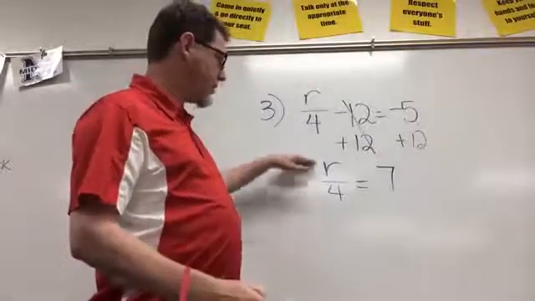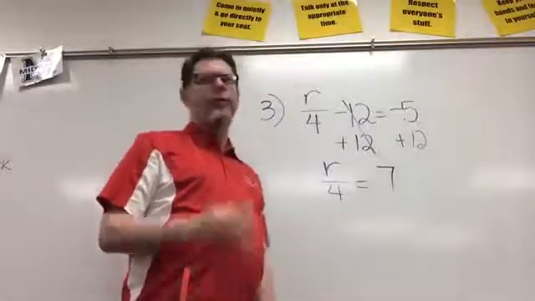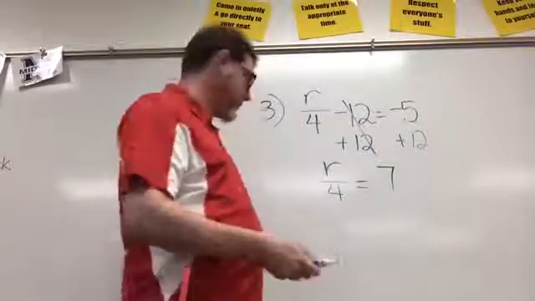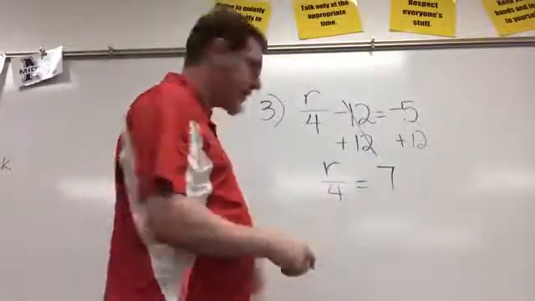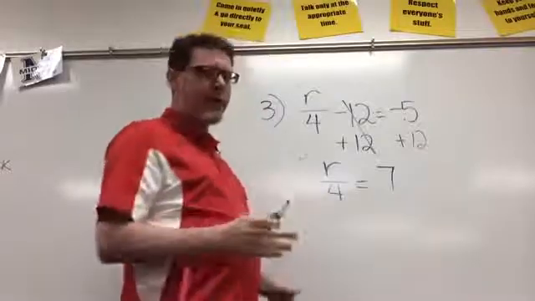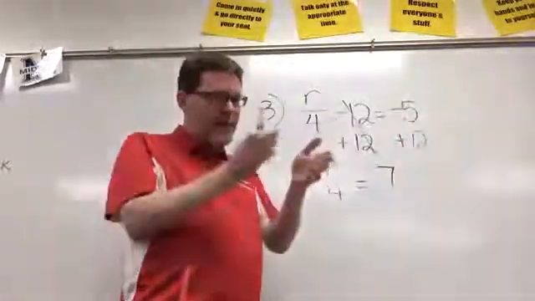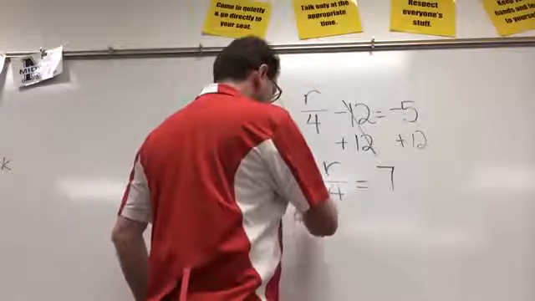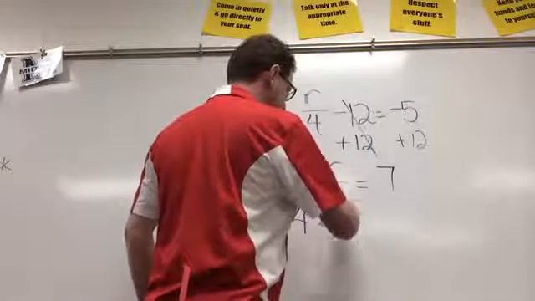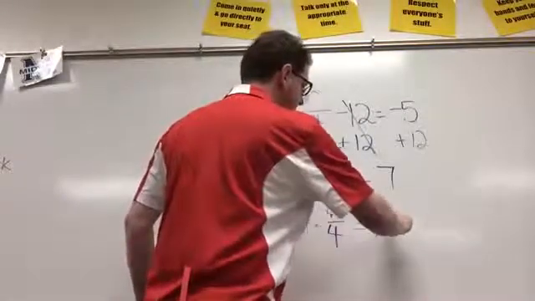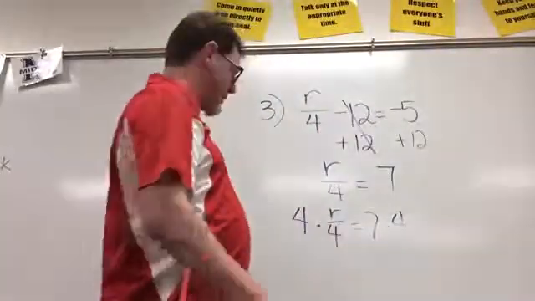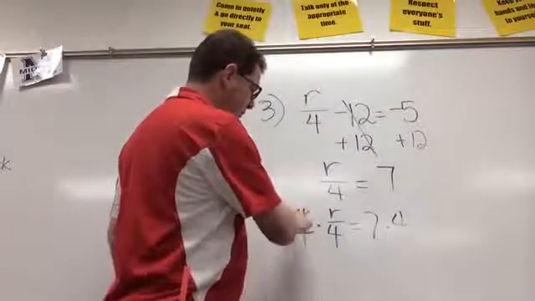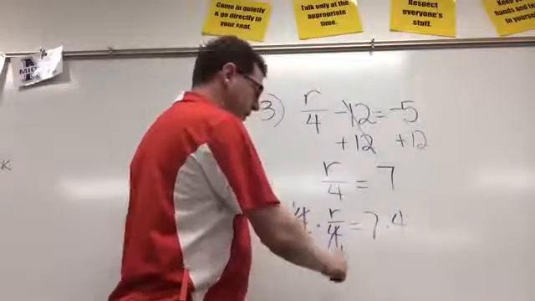Well, we got a division now. What's the opposite of division? Oh, multiplication. There you go. You're right. So we're going to multiply by that there 4 on both of them sides. Remember, we got to put the 4 on the outsides, not on the insides. So we're going to do 4 times r over 4 equals 7 times that same 4 that we multiplied by on the other side. So we take this and know them 4's cancel out, and we're left with the r right there.